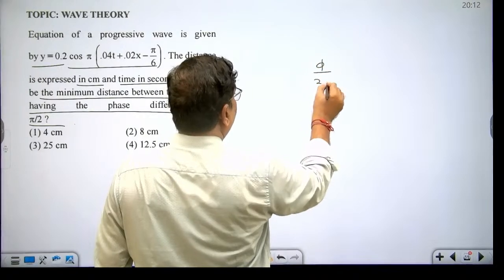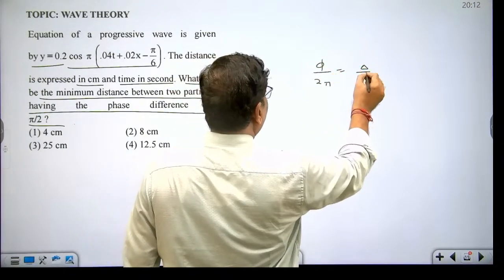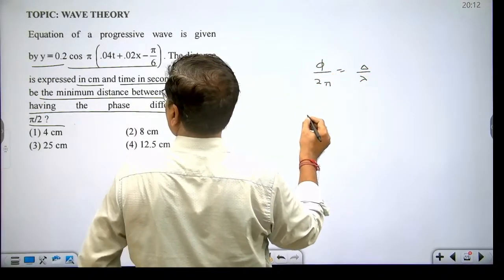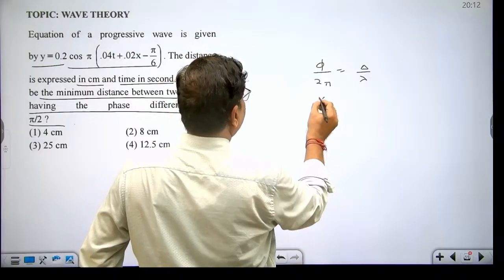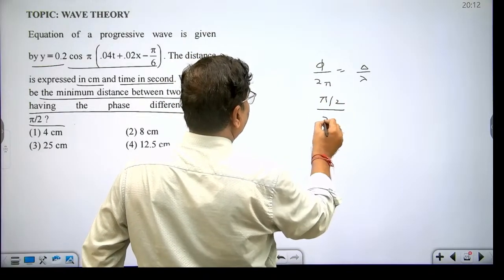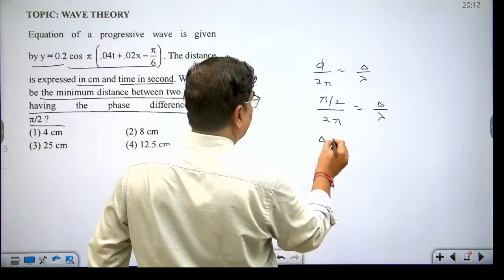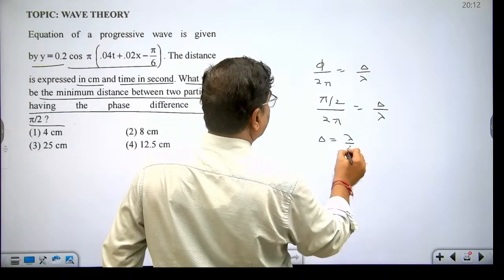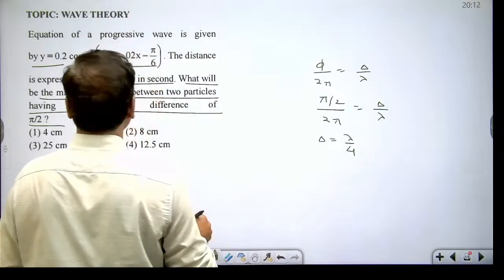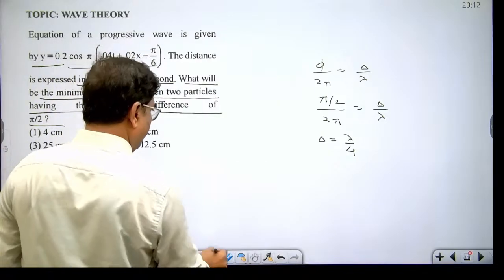Phase difference phi upon 2 pi equals delta upon lambda. When phase difference is given pi by 2, this is 2 pi, this is delta upon lambda. So delta equal to how much? This is lambda by 4. And what is lambda? From this equation we compare.